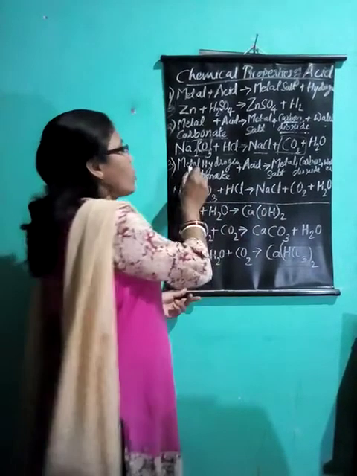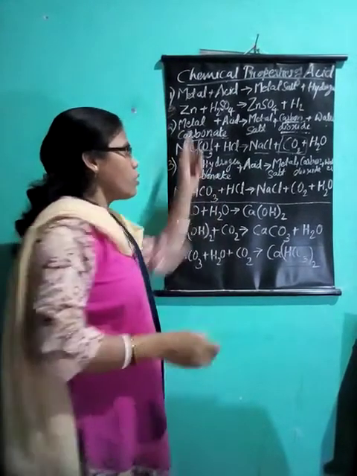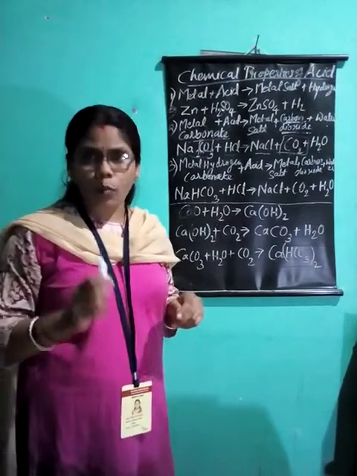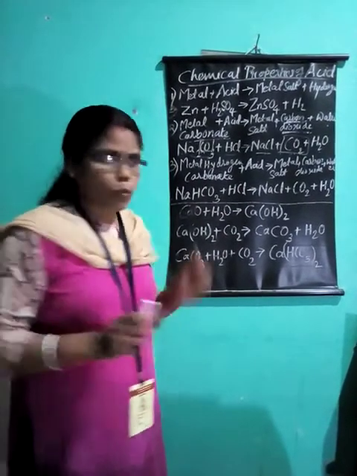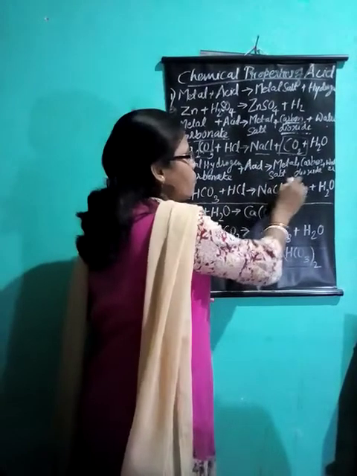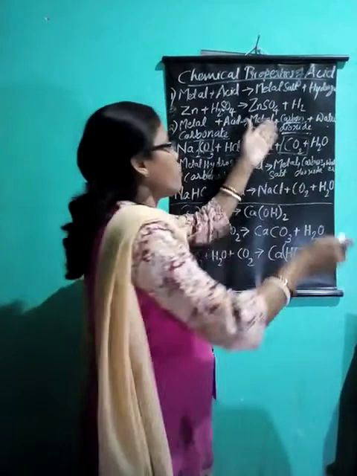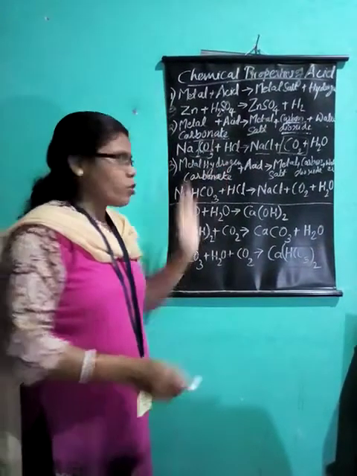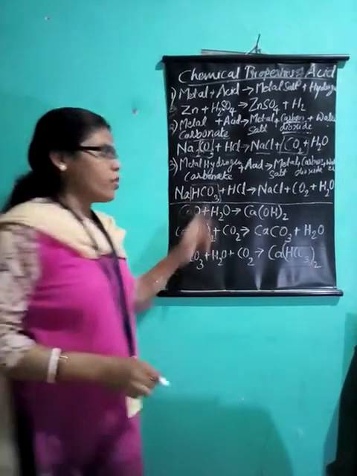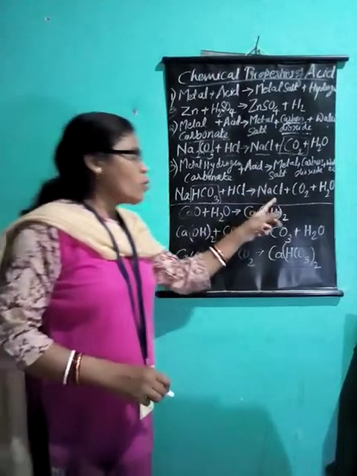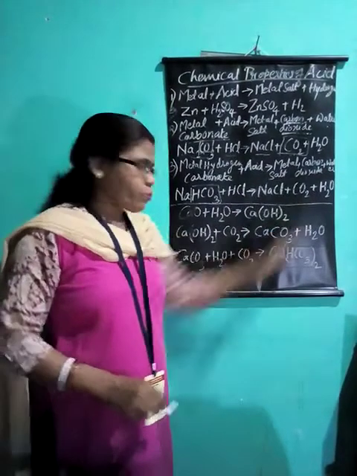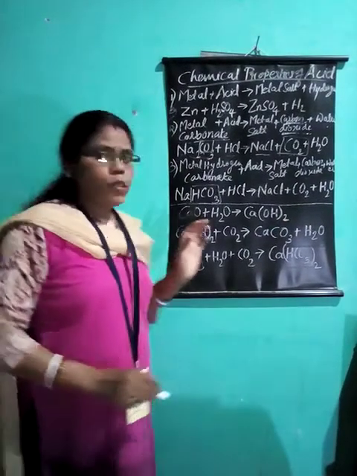Now the third reaction, metal hydrogen carbonate. Here it was metal carbonate, here it is metal hydrogen carbonate. Metal hydrogen carbonate is also called metal bicarbonate. When metal hydrogen carbonate reacts with acid, again the same: metal salt plus carbon dioxide plus water. The same reaction takes place, just like metal carbonate. So NaHCO3, there it was CO3, here it is HCO3, hydrogen carbonate, that is bicarbonate, plus HCl forms NaCl plus CO2 plus H2O. The same products are obtained. So these are the three reactions.